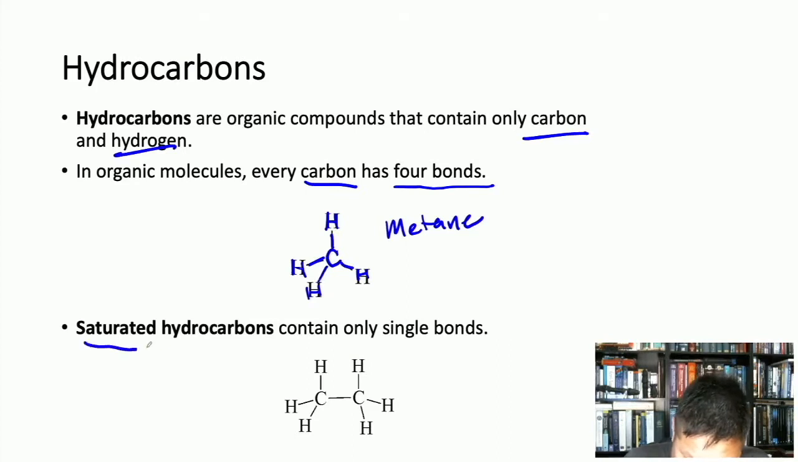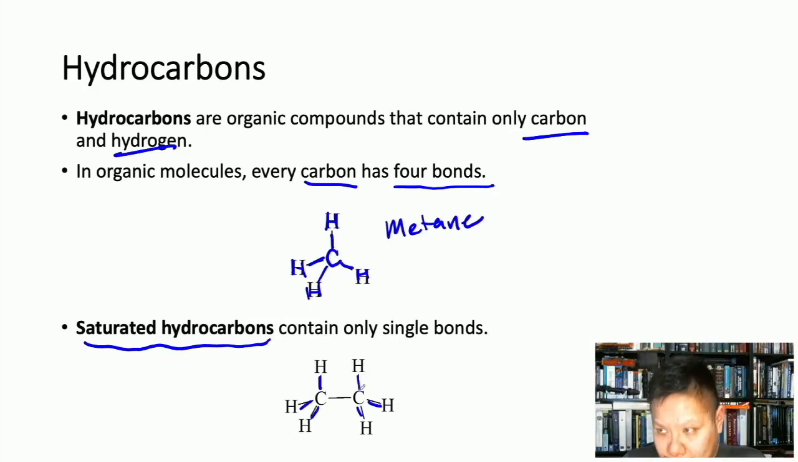Then what is a saturated hydrocarbon? A saturated hydrocarbon is one in which all the bonds are single to the hydrogens where available, right? Don't count this one in the middle that connects the 2 carbons together, right? So this is a molecule called ethane, and it's a saturated hydrocarbon, right?